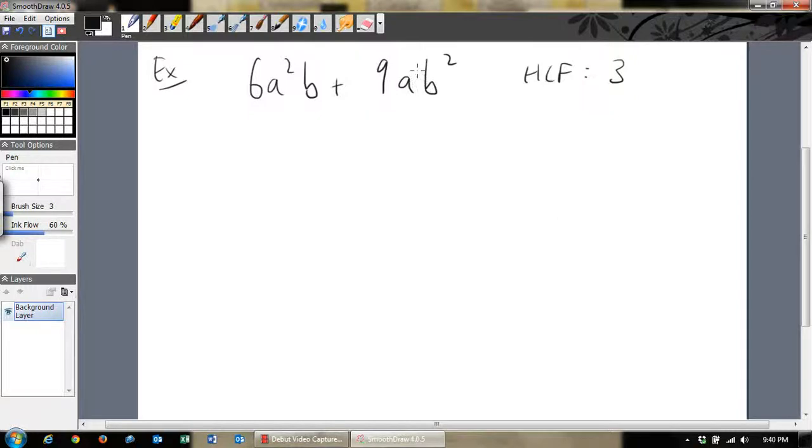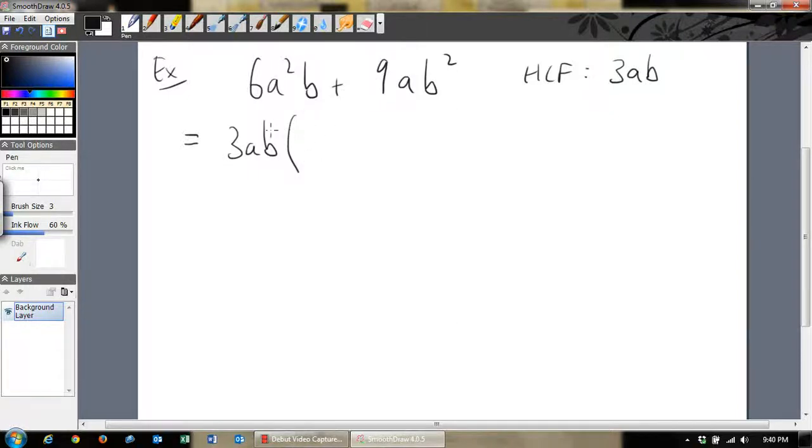For the a's, we've got an a squared over here and an a over here, so your lowest power of a is a. And we've got b over here and ab squared over here. The lowest power of b is b. So 3ab is your highest common factor. So write your 3ab outside of your brackets.